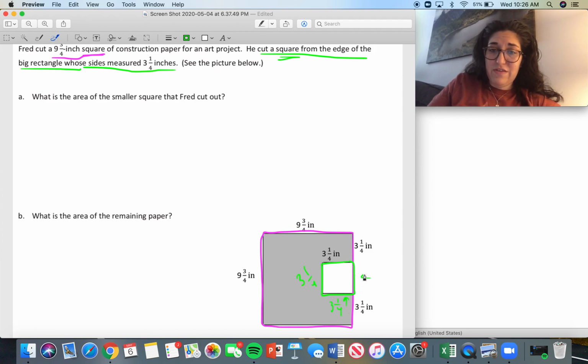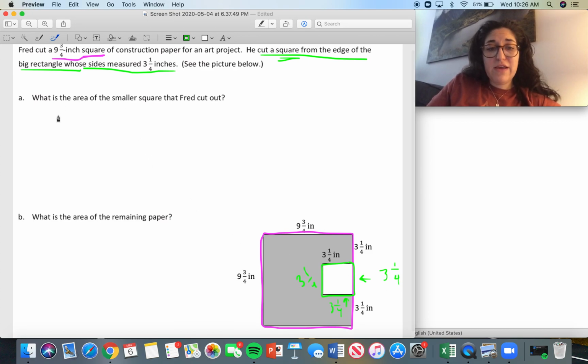And this side is 3 1/4 inch, right? And so the first question, part A, is asking me, well, what is the area of the smaller square that Fred cut? So I'm looking for the area of the smaller square. So let's look at the smaller square.